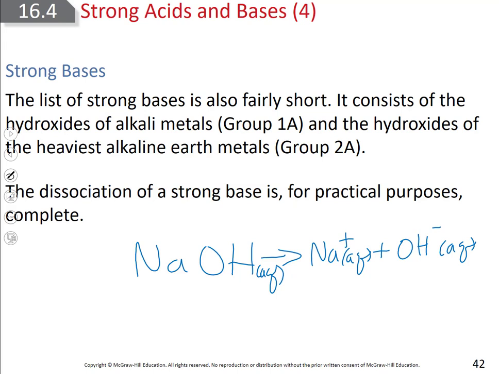Now, is that dissociation going to go one way, or is it going to be at equilibrium? One way, which means just like with these strong acids, the concentration of the base that goes in will give us the concentration of the hydroxide that goes out. Once we have the concentration of hydroxide, we can find pOH and then pH.